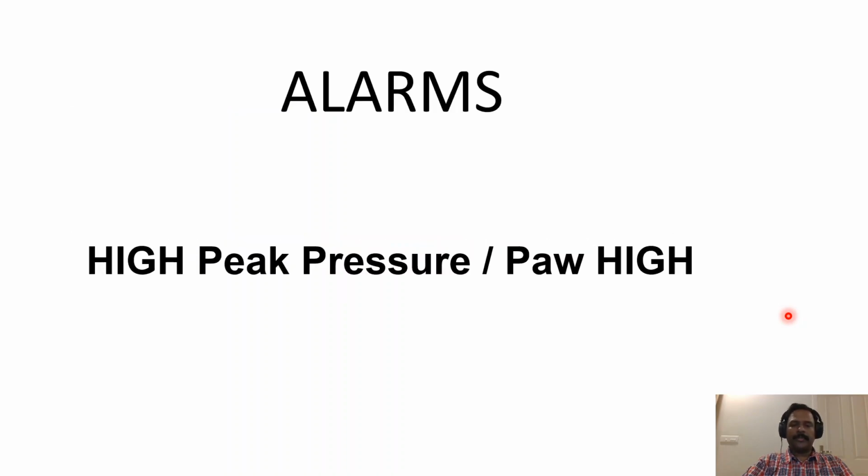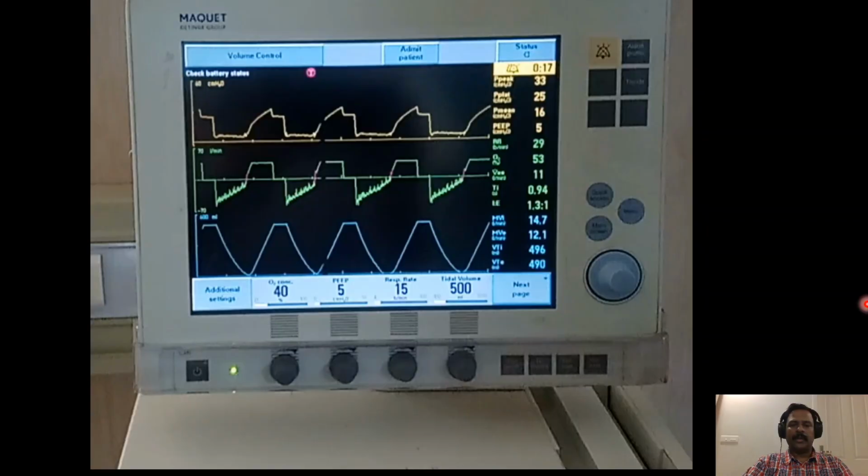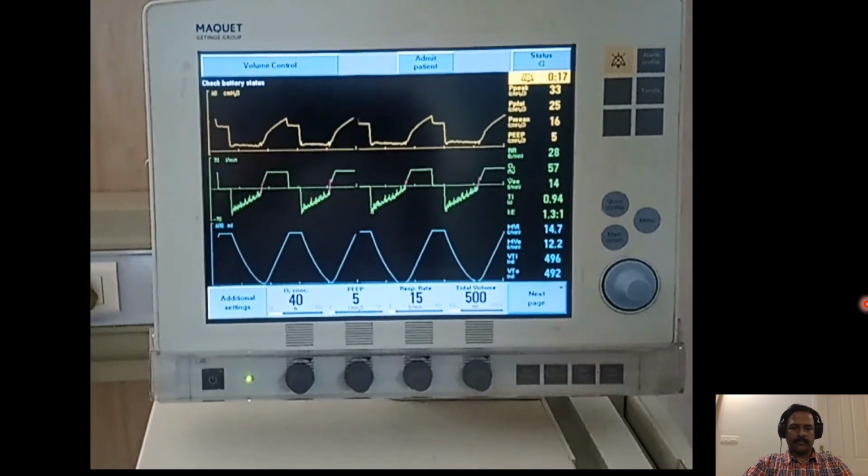So coming to the first alarm, it is the high peak pressure, or on some ventilators it is high airway pressure. So what does it mean? How does it look? This is a scenario where we can see a small video.